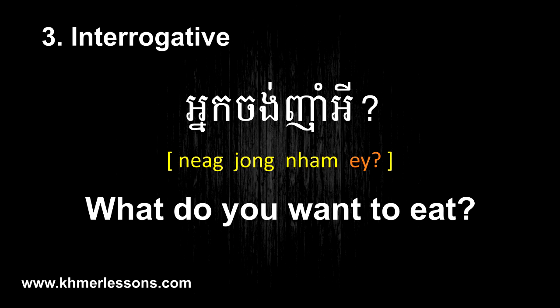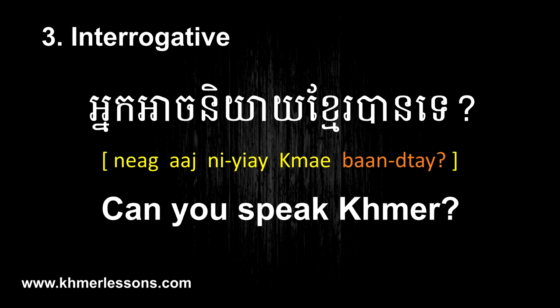អ្នកចង់ញ៉ាំអី. You see, អ្នក is you, ចង់ is want to, ញ៉ាំ is eat, and then អី is what. So we say, you want to eat what? This is how to make a question with what in Cambodian language. Okay, go to see another one with can.